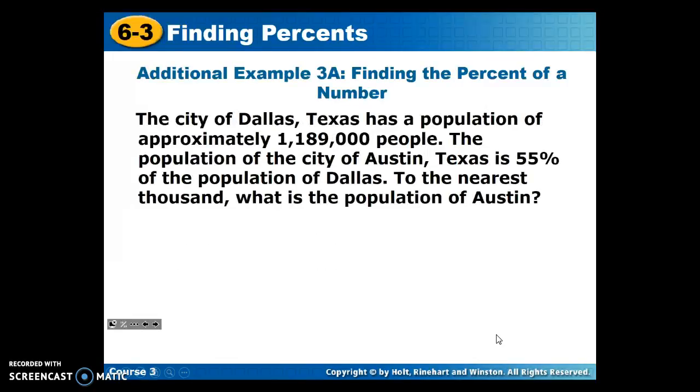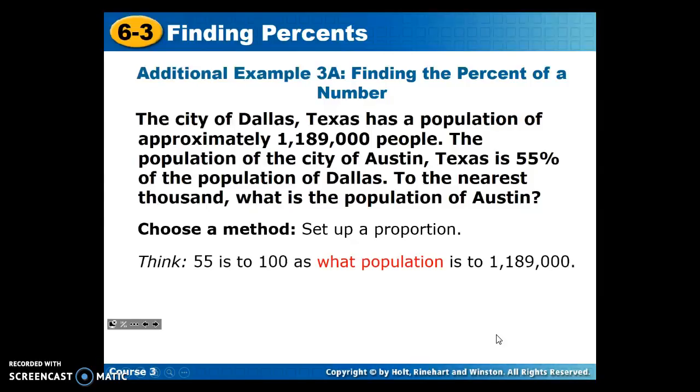All right, last one. The city of Dallas, Texas has a population of approximately 1,189,000 people. The population of the city of Austin, Texas is 55% of the population of Dallas. To the nearest 1,000, what is the population of Austin? So again, we go back to thinking about this as either an equation or a proportion. So if it's a proportion, we want to pick out what is the total, what is the whole, and what is the part.